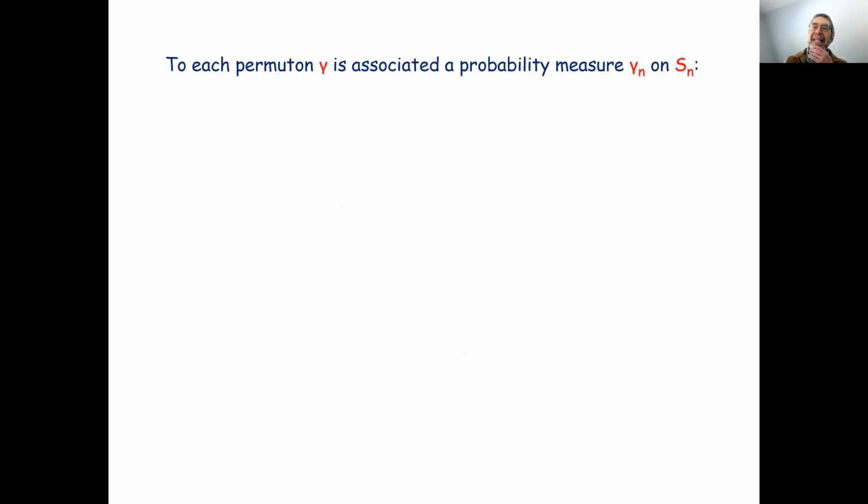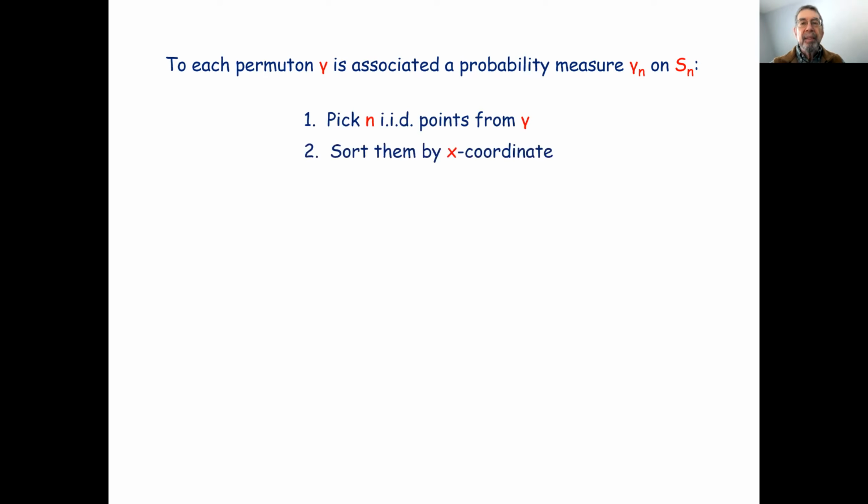Okay. Now, if we're given a permuton, again, it's a probability measure with uniform marginals on the unit square. You could think of it as the joint probability measure of two uniform random variables on the unit interval. And you can pick points out of it, and you can use those points to make a random permutation. Pick n points from the permuton gamma, sort them by x coordinate, and record the permutation that the y coordinates give you.